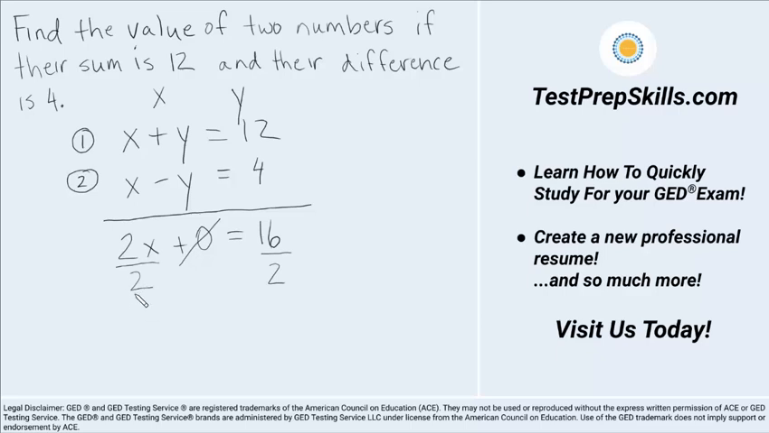So what do we have to do now? We just need to simplify. 2 divided by 2 is just 1. 1 times x is simply x. And we have that equal to 16 over 2, which is the same as 16 divided by 2, and that equals 8. Okay, we now have our x value. So we know one of our numbers. We need to find out our other number.